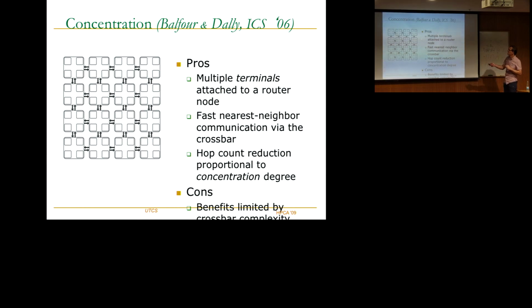You get fast nearest neighbor communication via a crossbar. In this case, internally, it's a crossbar, but it could be a bus also. And you get top reduction proportional to the concentration degree. The degree of concentration is 4 in this case. You concentrate 4 nodes in a given square. The downside is your benefits are limited by crossbar complexity. But it opens up a big space, actually, design space.